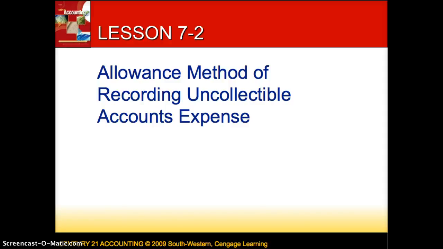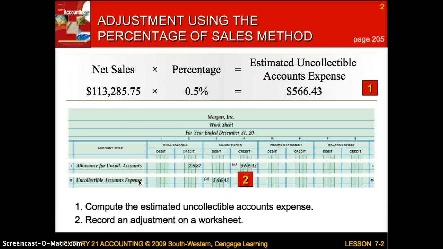This is lesson 7.2, allowance method of recording uncollectible accounts expense. This is found on page 204 of your book. The adjustment using the percentage of sales method.